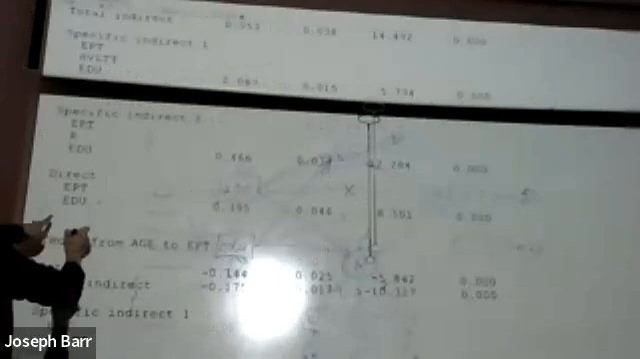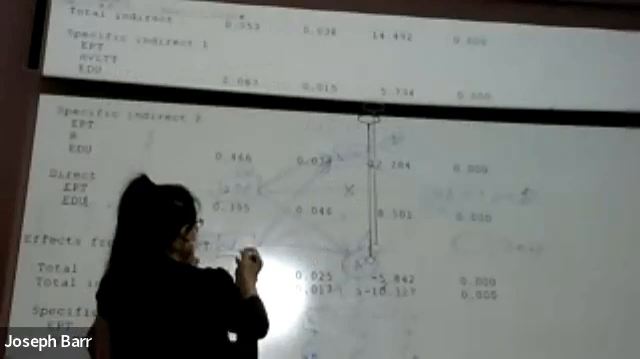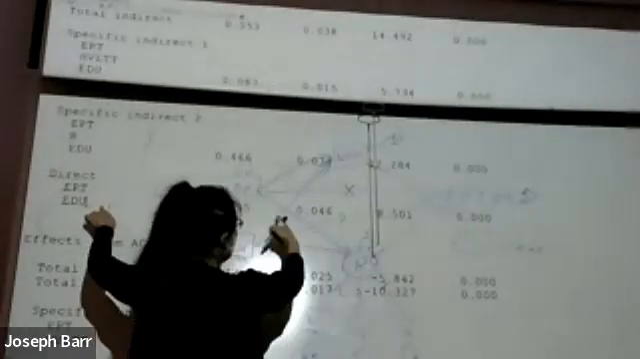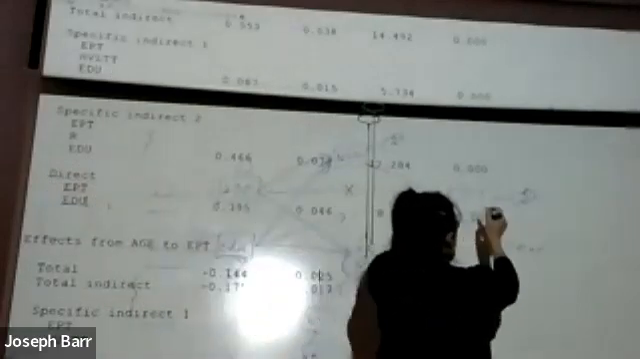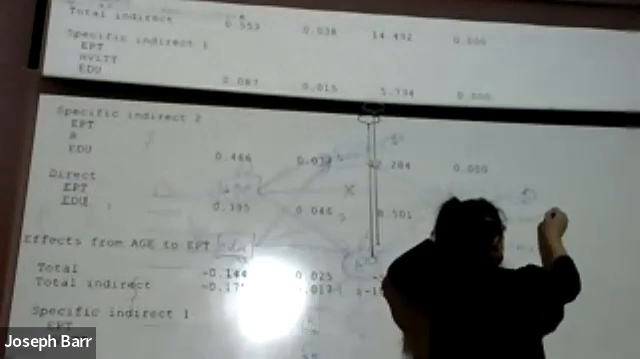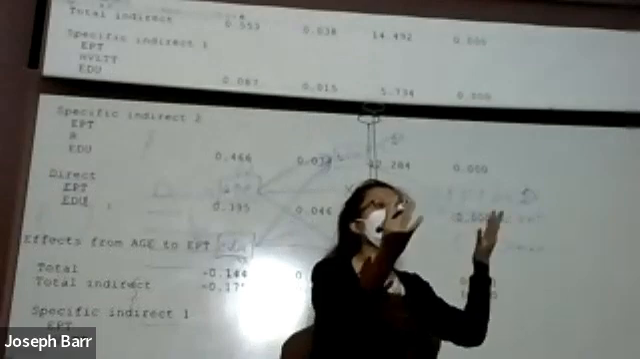So let's look at the direct effect from EDU to EPT, which is this test from EDU to EPT. Let's look at the result here. I'm sorry, this is so messy. Let's look at this value. Is that significant or not? Okay, this is significant. So what does that mean? It's partial and it's significant.